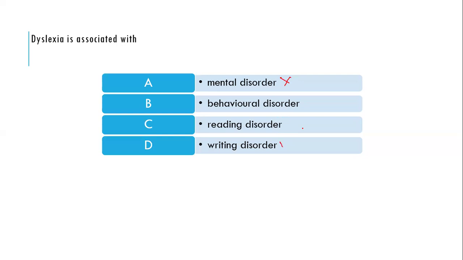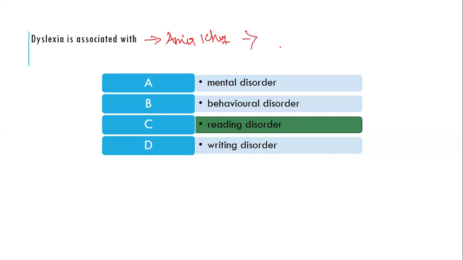Okay, maybe writing, or maybe reading, or writing. So we'll check. Dyslexia is associated with reading disorder. I saw the Aamir Khan movie, Taare Zameen Par, I think. I don't know the movie name. Aamir Khan highlighted that the student will have this problem, dyslexia. So he cannot read anything properly. Aamir Khan finds it out and he helps.